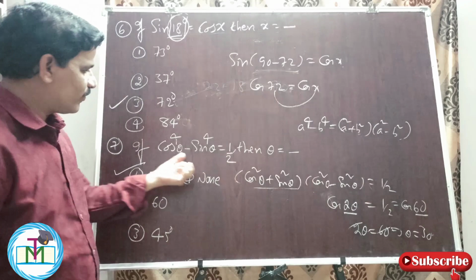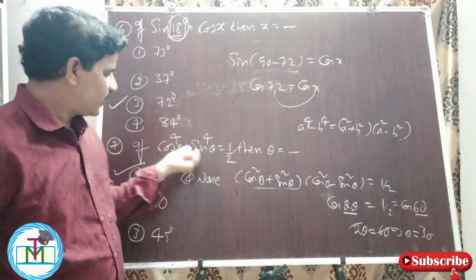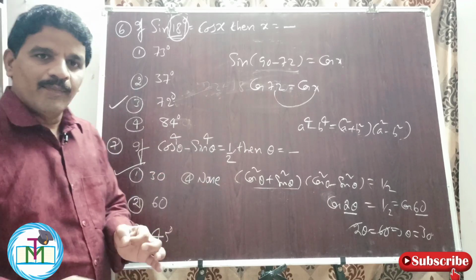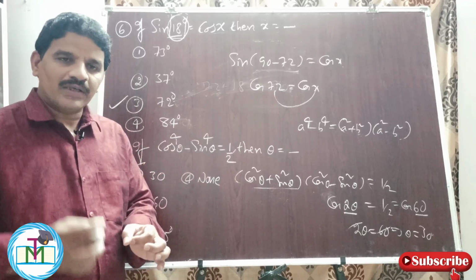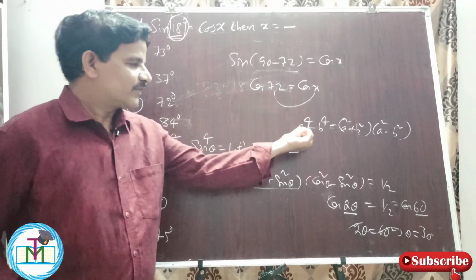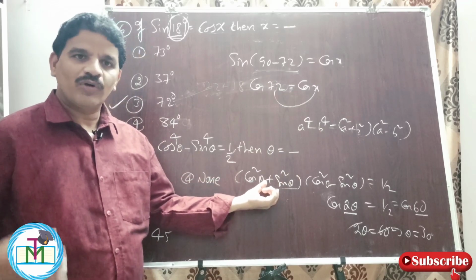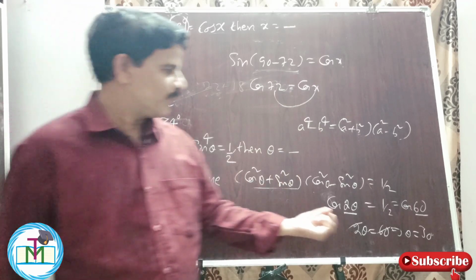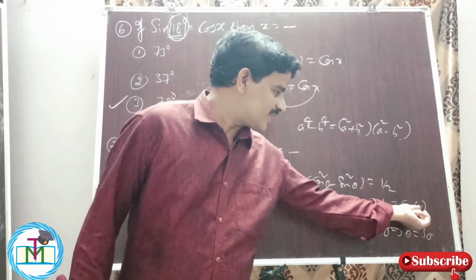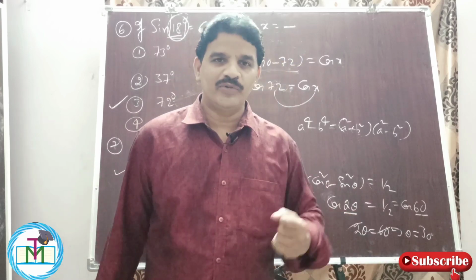Whenever problems like cos power 4 theta minus sin power 4 theta, or cos power 6 theta minus sin power 6 theta are given, immediately we should think which simple formula we have to apply. We applied the a square minus b square formula, and cos square theta plus sin square theta is 1. And one more simple value: for what value of theta is cos 1 by 2? Cos 60 is 1 by 2, therefore 2 theta is equal to 60, theta is equal to 30.